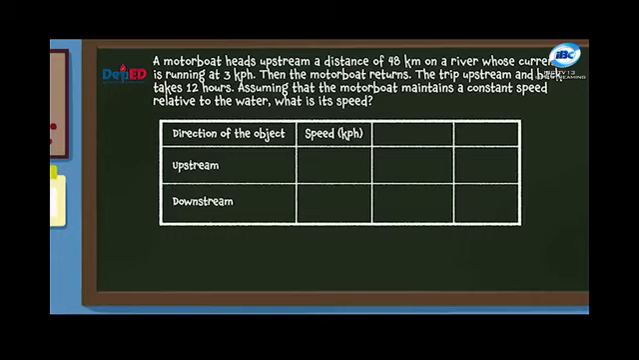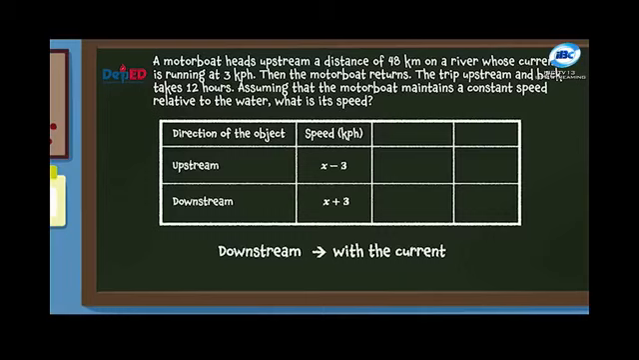So, we may represent the speed of the motorboat when it travels upstream as x minus 3. Now, if the object moves downstream, it means it goes with the current, and hence, its speed when traveling downstream is equal to its speed in still water increased by the speed of the current. So, we may represent the speed of the motorboat in this direction as x plus 3.